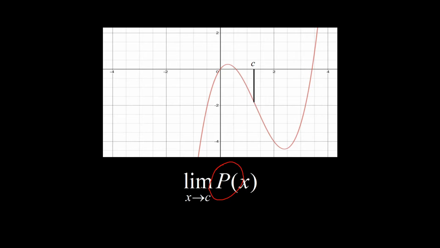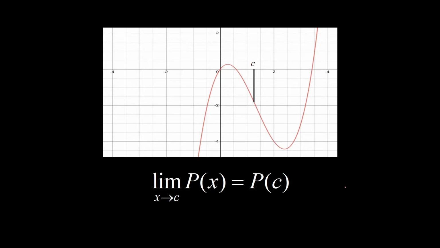So if we take the limit of any polynomial as x goes to c, where c is any point we want to choose, it turns out that this is always equal to the function notation. So in other words, the limit of a polynomial is always equal to just plugging that number into the polynomial.